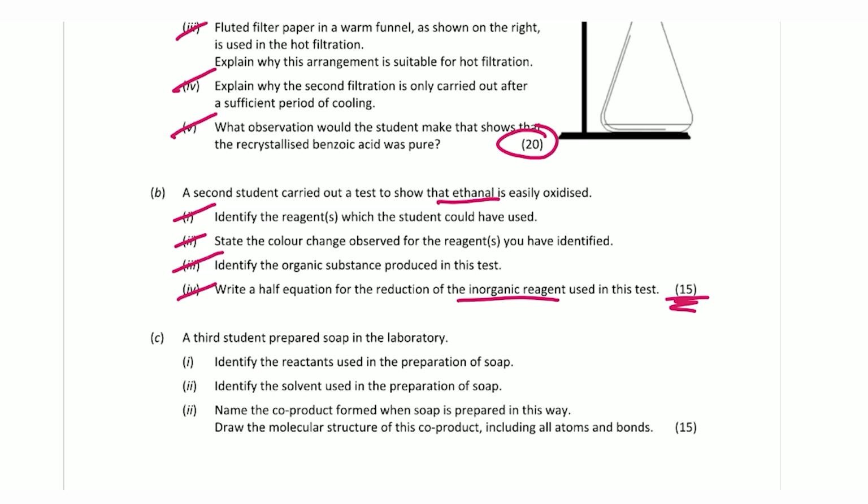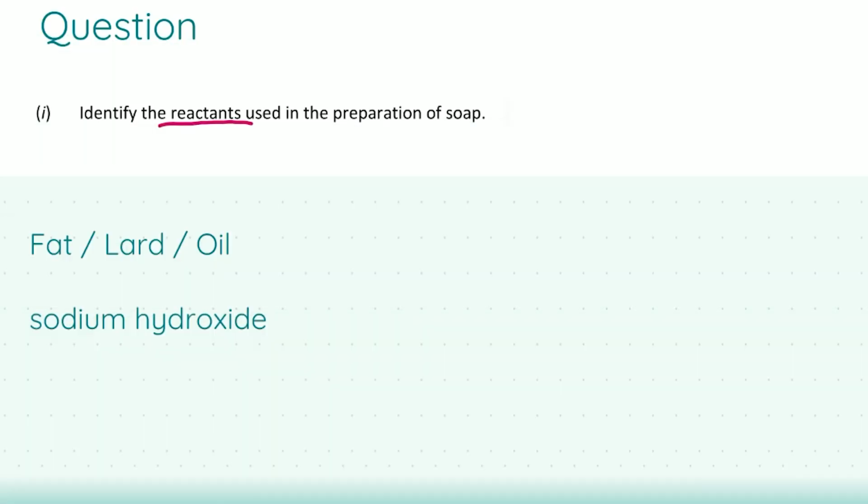So we'll fly on now to part C of this question, the last part, and it's going to be about the preparation of soap, where we'll get another 15 marks in this question. So we'll go into part 1, where they're looking for the reactants used for the preparation of soap. There are going to be 2 reactants that we need for the preparation of soap. It's going to be something like an oil, a lard, or a fat, and obviously you don't have to put in the 3 of them. I just showed 3 examples here.